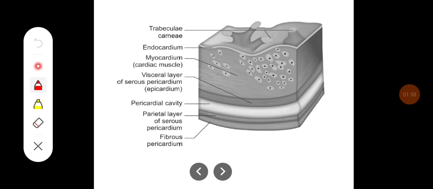So these are the different layers of the heart: fibrous pericardium, the parietal layer of the serous pericardium, pericardial cavity, visceral layer of serous pericardium, that is epicardium, then myocardium, endocardium, and the trabeculae carneae.